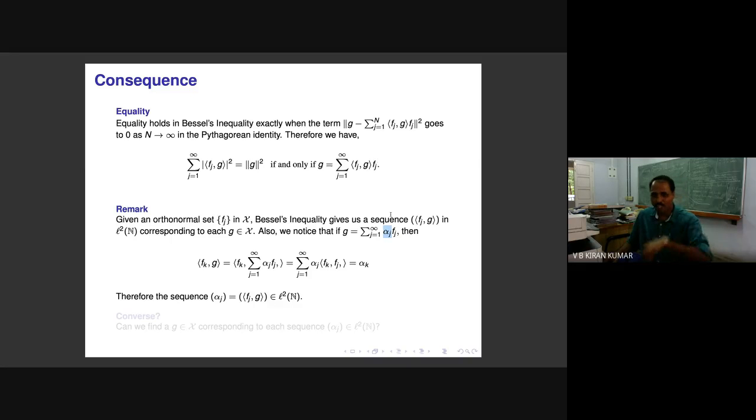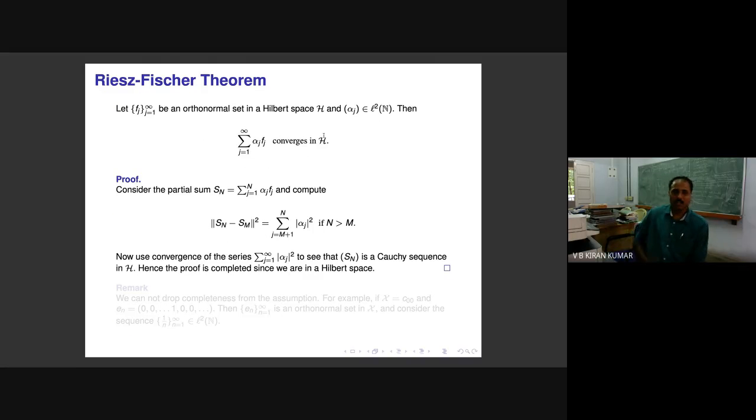Now, what about the converse? Suppose you have a sequence in L2N. Can we find a corresponding g here? Here, corresponding to each g, you obtained an element in L2N. Can you do the converse? Corresponding to each alpha_j in L2N, can you find a g? Let us address this question. But for that, we need completeness. That means you cannot do it in an arbitrary inner product space. Instead, you have to do it in a Hilbert space.